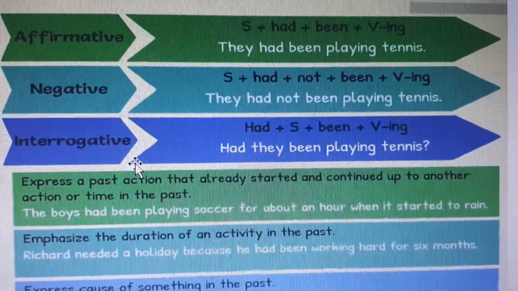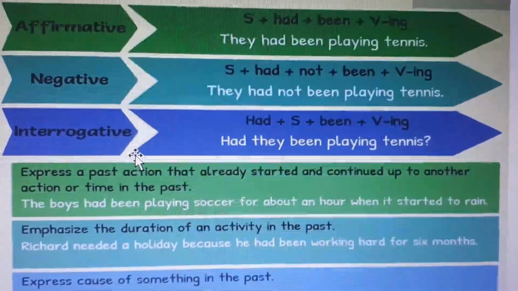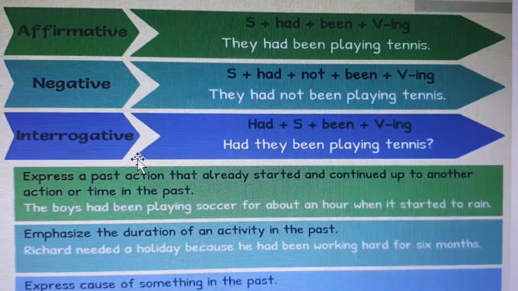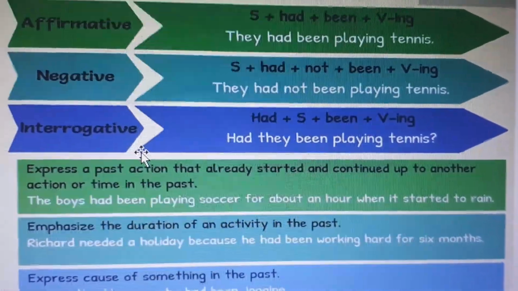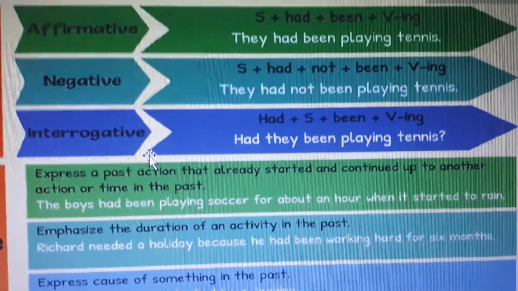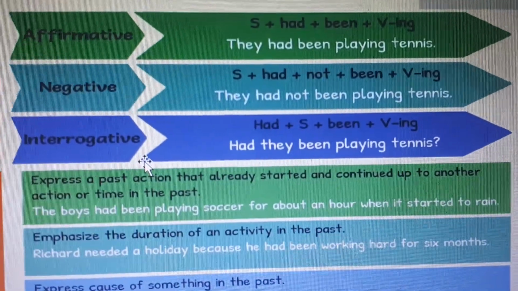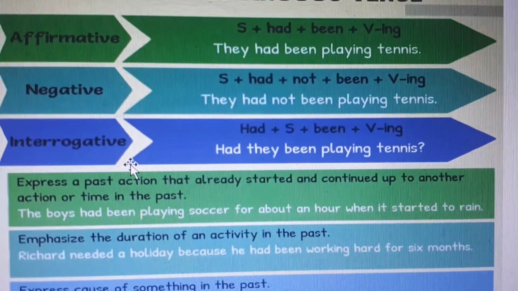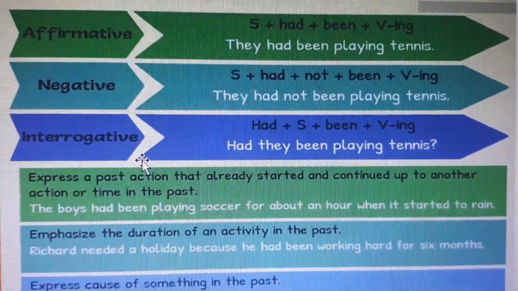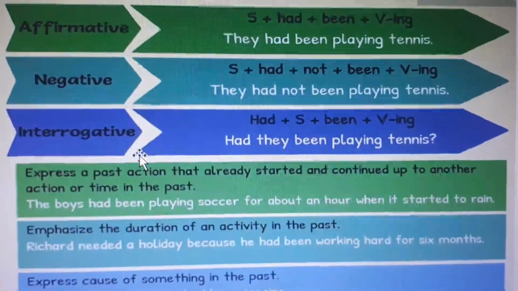And like you are asking with had, you have to answer with had. Had they been playing tennis? Yes, they had. No, they hadn't. Okay. Usage. Let's see the use. It's to express a past action that already started and continued up to another action or time in the past. It's like the past of the past.